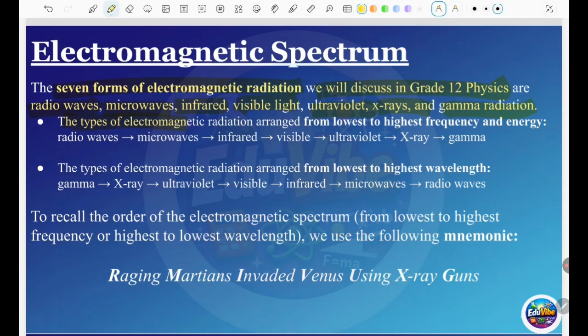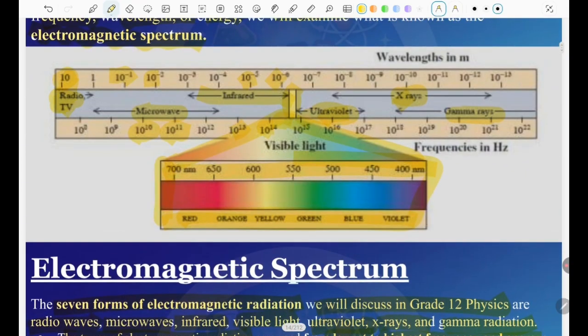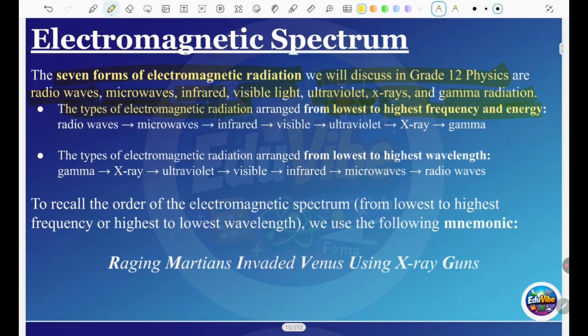The types of electromagnetic radiation range from lowest to highest frequency and energy. It goes from radio waves to gamma rays, from the lowest frequency to the highest frequency, as I told you. Here we have the lowest frequency, but at this point we have very high frequencies. So we go from radio wave, microwave, infrared, visible light, ultraviolet, X-ray and gamma ray, from lowest to highest frequency and energy.